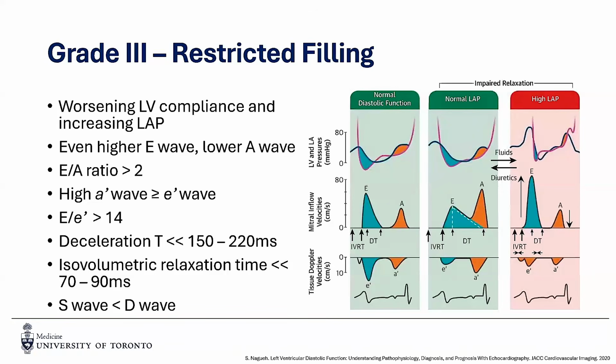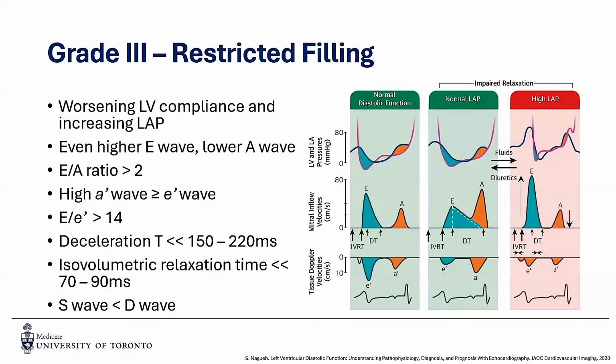Finally, we have grade 3 dysfunction, which is a restricted filling phase. So in this situation, we basically have an exaggeration of what happens with grade 2 dysfunction. We have worsening LV compliance and also increasing left atrial pressure, such that LAP is so high that we actually have an even higher E wave. And we also start to get left atrial dysfunction such that your A wave becomes smaller. Your E to A ratio in these situations is going to be greater than 2.